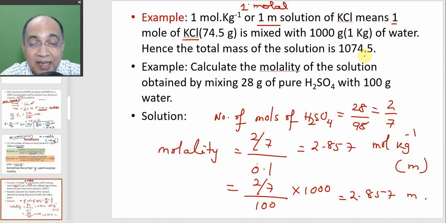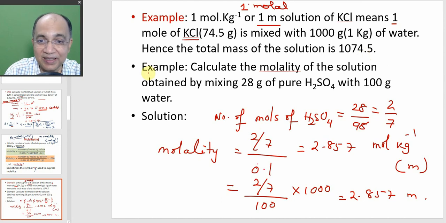So molality is the only partner for W by W percent. Molality doesn't take solution volume into account. So also W by W percent. So these two can be interconverted without the density data. Right? Now take this. This is the real example.